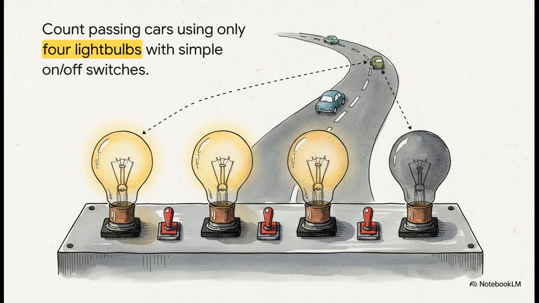At the end of the hour, someone's going to look at those bulbs, and they need to know exactly how many cars passed. Now, the obvious first method is to just switch on one bulb for the first car, the second bulb for the second car, and so on. But as you can quickly see, that only lets you count up to 4 cars. Once all 4 bulbs are on, you are literally out of memory. If a 5th car passes, you have absolutely no way to record it. So we're going to need a smarter method.